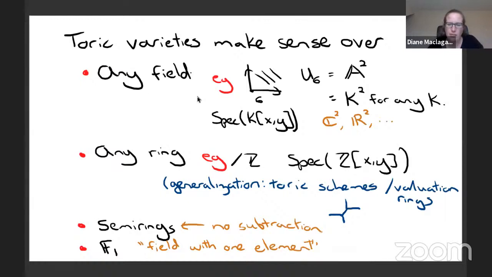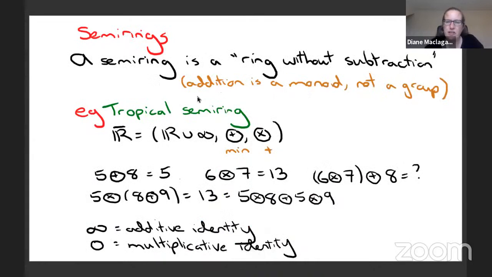Before I do that, though, let me say some more about semi-rings and introduce one of my favorite semi-rings. So a semi-ring is just a ring without subtraction. Technically that means addition is a monoid or a semi-group rather than a group. My favorite example is probably the tropical semi-ring.